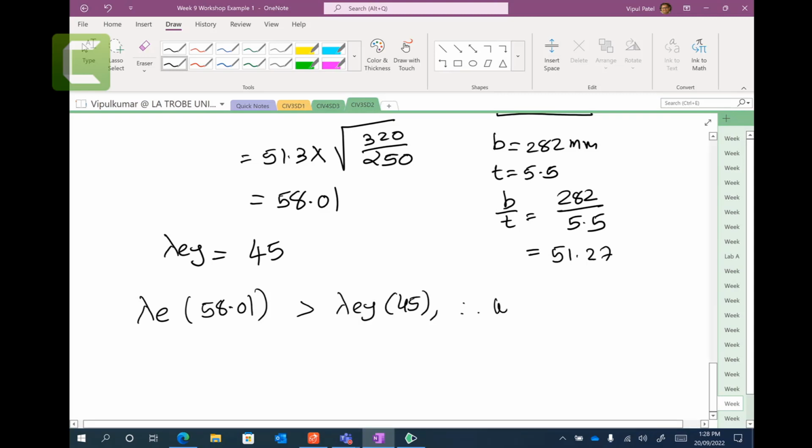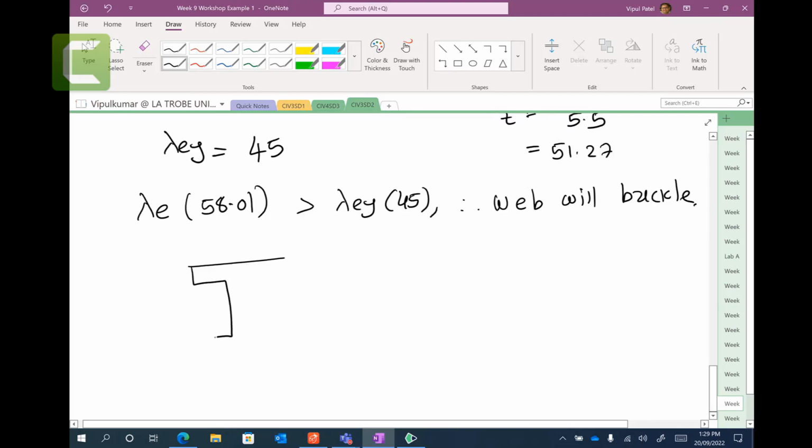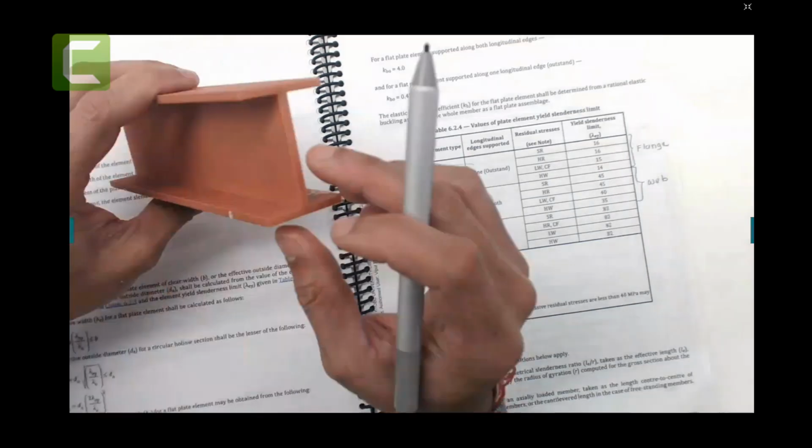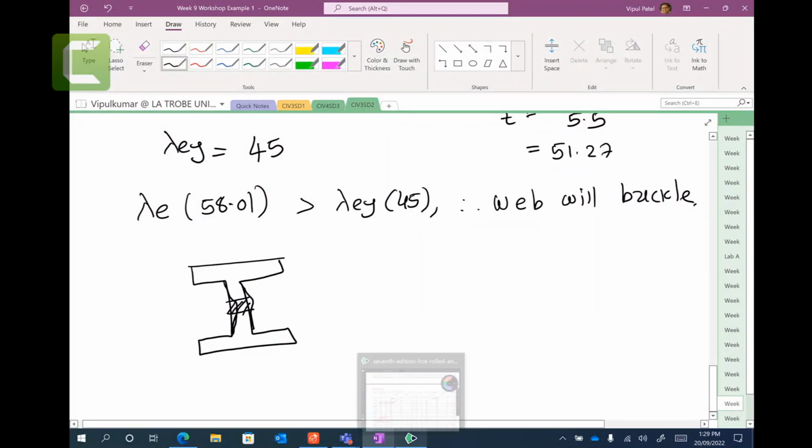Therefore, web will buckle. Right? Web will buckle meaning this web will do this. So these parts here, we need to remove them, we just need to take them off. Okay, because it's buckled. How much are we going to take off? The standards are going to tell us that effective widths we can calculate.